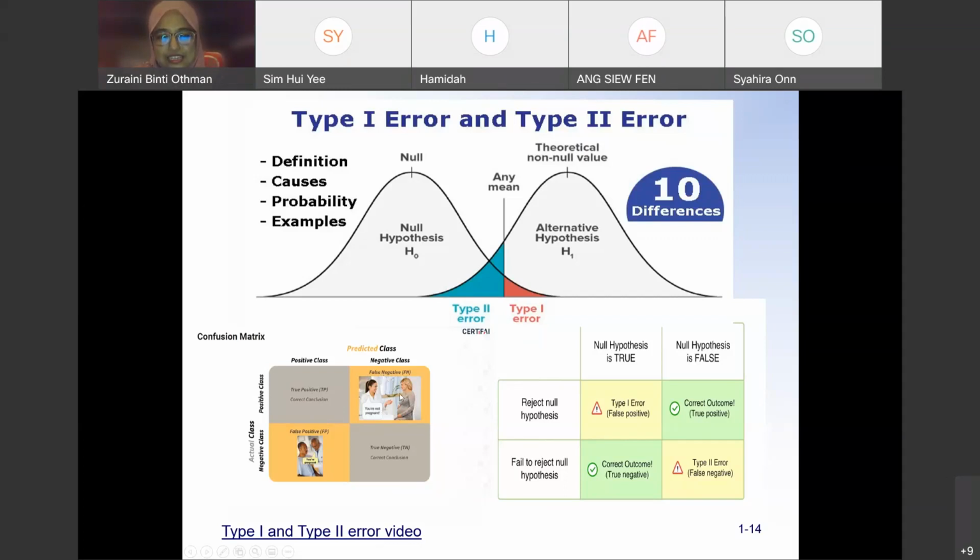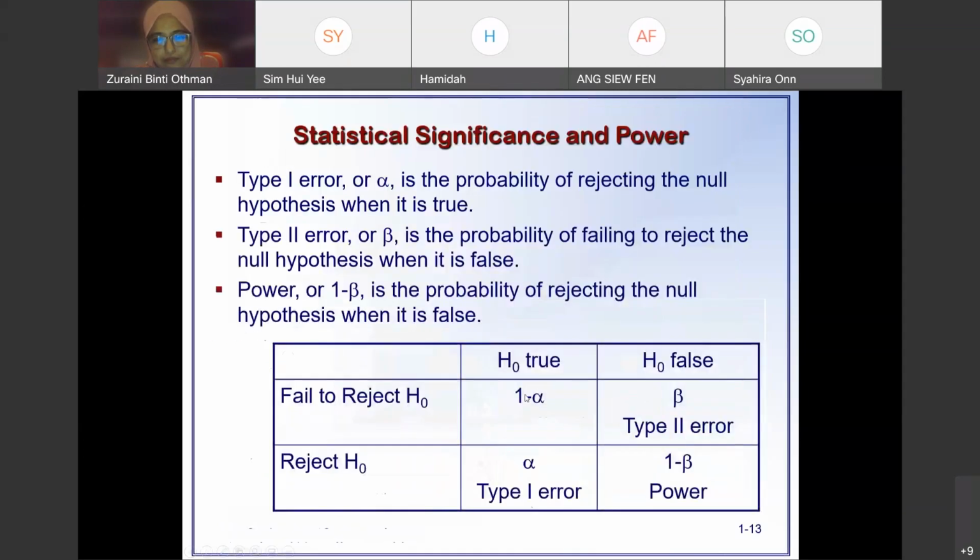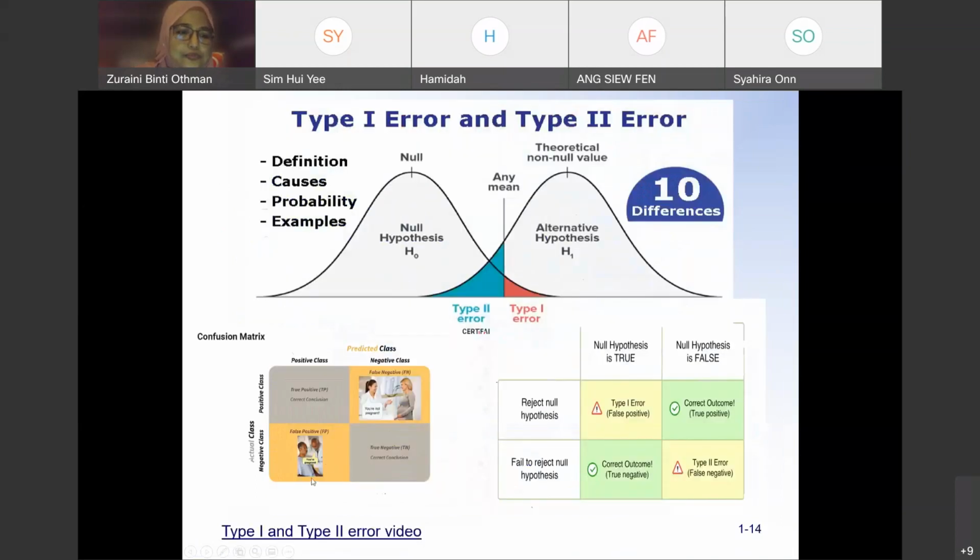In the machine learning class, you will learn about this. This is an example of the table just now. Then if a guy comes to the doctor and the doctor says that you are pregnant, this is the situation when it is false positive.